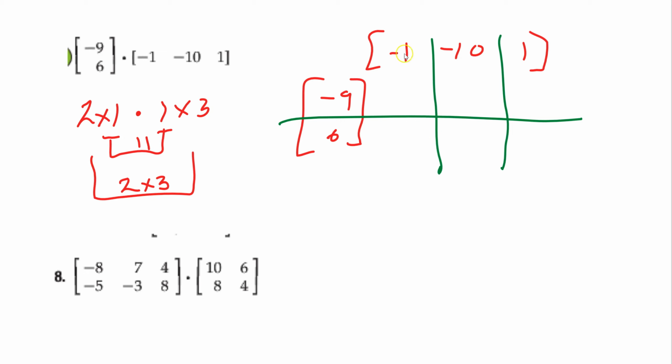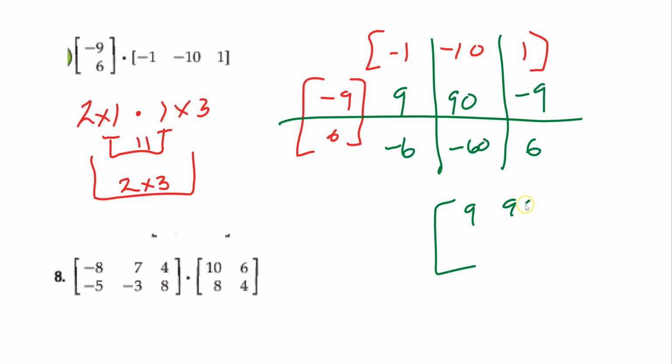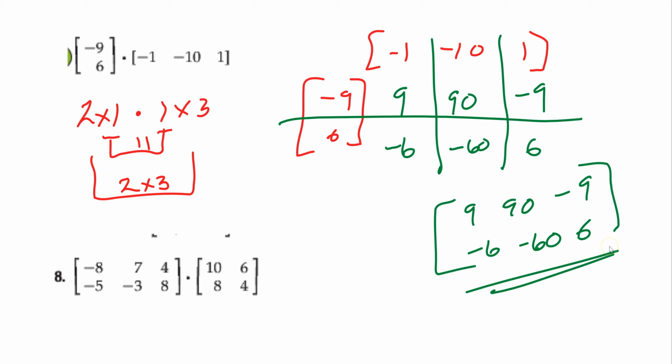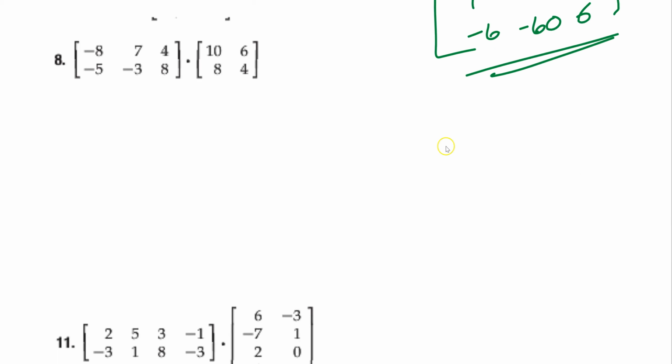So this is actually a little easier. Look at that. I just got to multiply these two. Row 1 times column 1 is negative 1 times 9, so negative 9. Negative 10 times negative 9, 90. And negative 9. Multiply those two: negative 6, negative 60, and 6. There we go. I'll put it in a matrix. That's the answer.